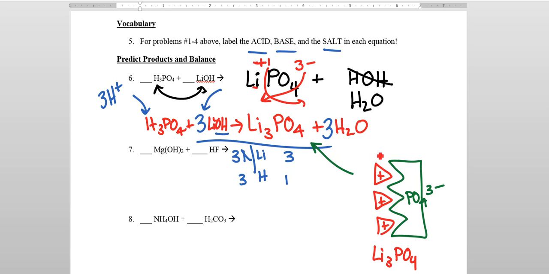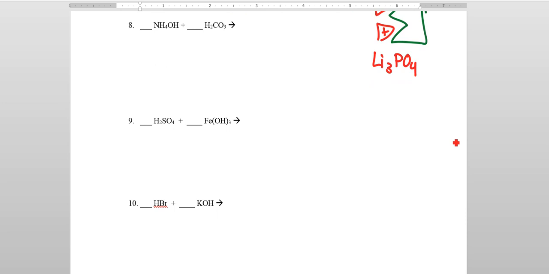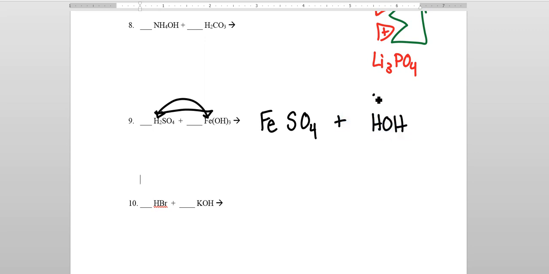Okay, so let's scroll down and do one more here that we have room for. Let's look at number 9. So my first elements are going to switch places with each other. Sorry, my pen's being a little sensitive right now. So my iron is going to go with the sulfate, and my hydrogen is going to go with the hydroxide. So that's water. So you always make water. That should be a gimme. And then the other ions are going to stick together. This one's actually a little tricky.